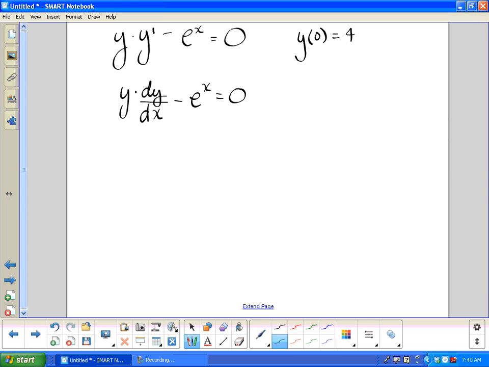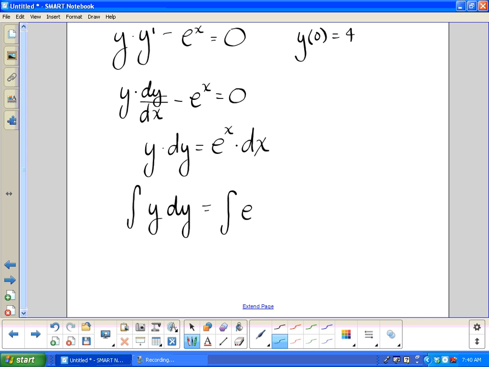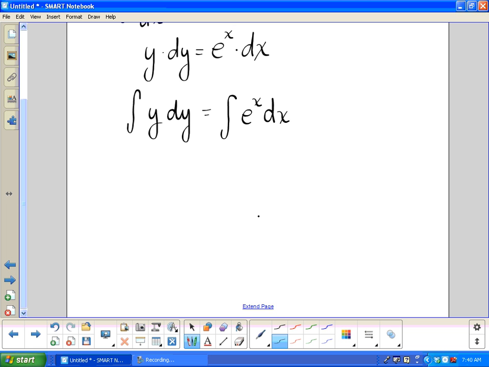And then we're going to separate the variables. So I'm going to move the e to the x and the dx over to the right-hand side. Y times dy is equal to e to the x dx. And now I'm going to integrate both sides. It's pretty simple integration. And the integral of y is 1/2 y squared. And then the integral of e to the x is e to the x plus c. Alright, so now let's solve for y squared. So we're going to multiply both sides by 2.